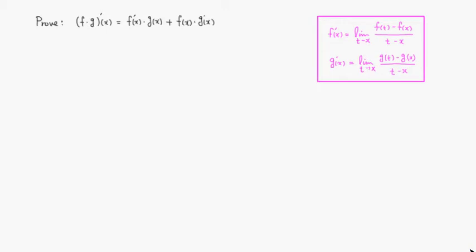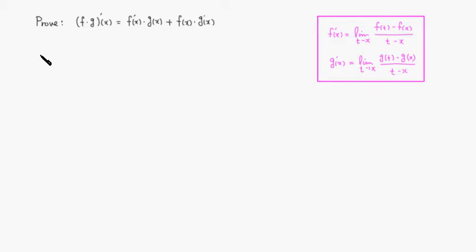All right, let's prove the product rule using the definition. The product rule goes like this: the derivative of the product of f of x and g of x is equal to f prime of x times g of x plus f of x times g prime of x. All right, so let's prove that.